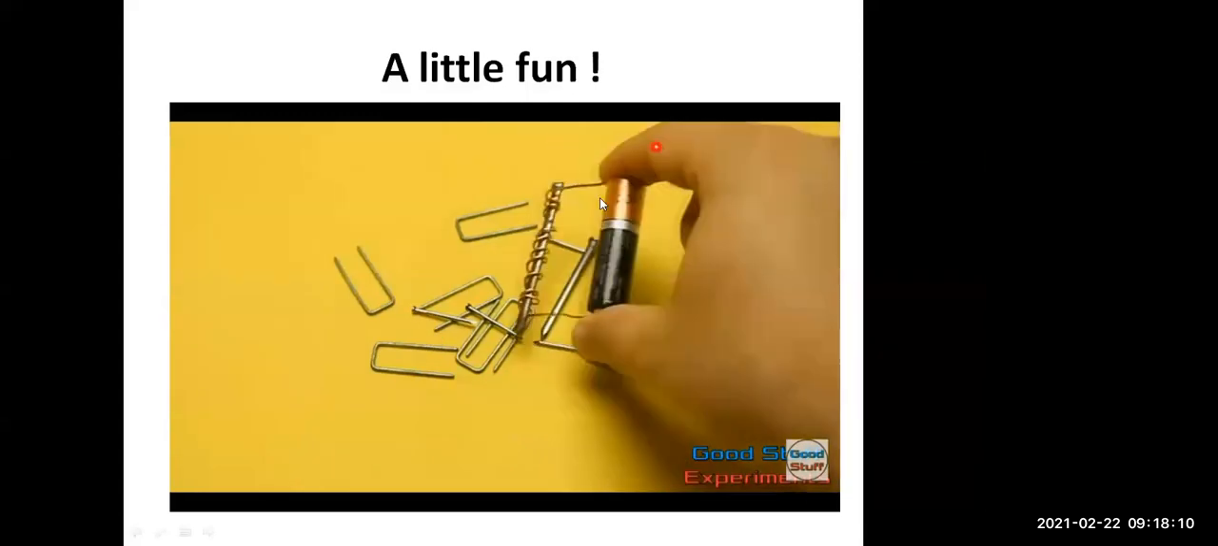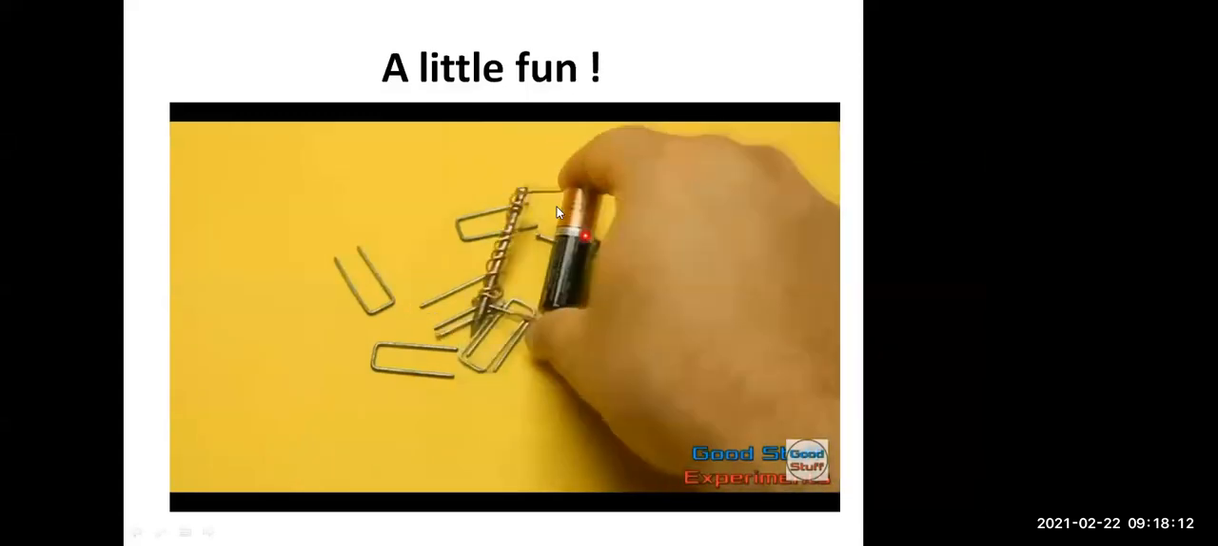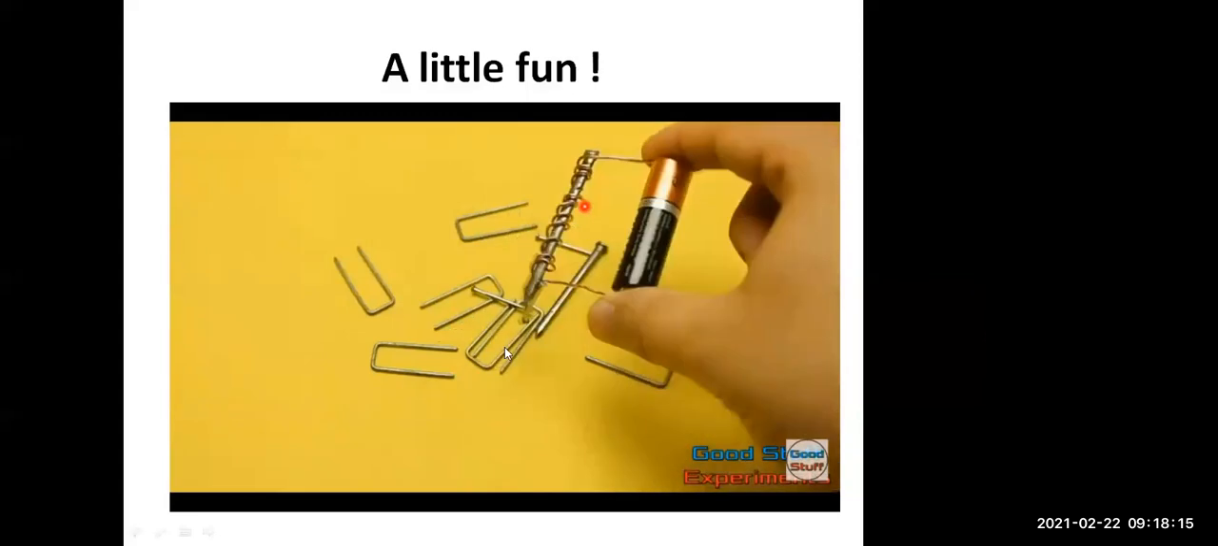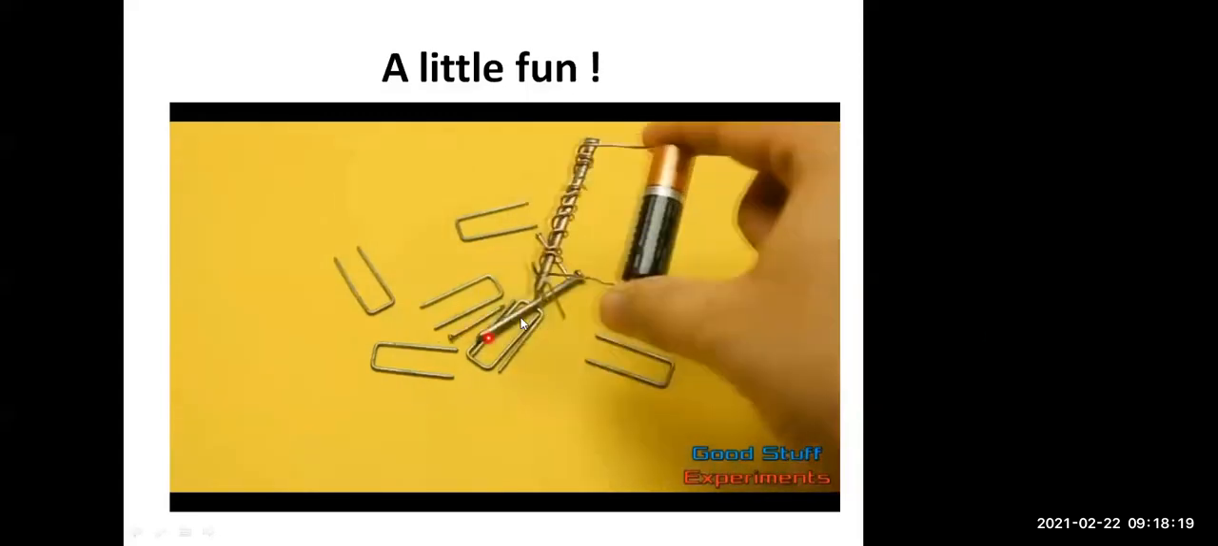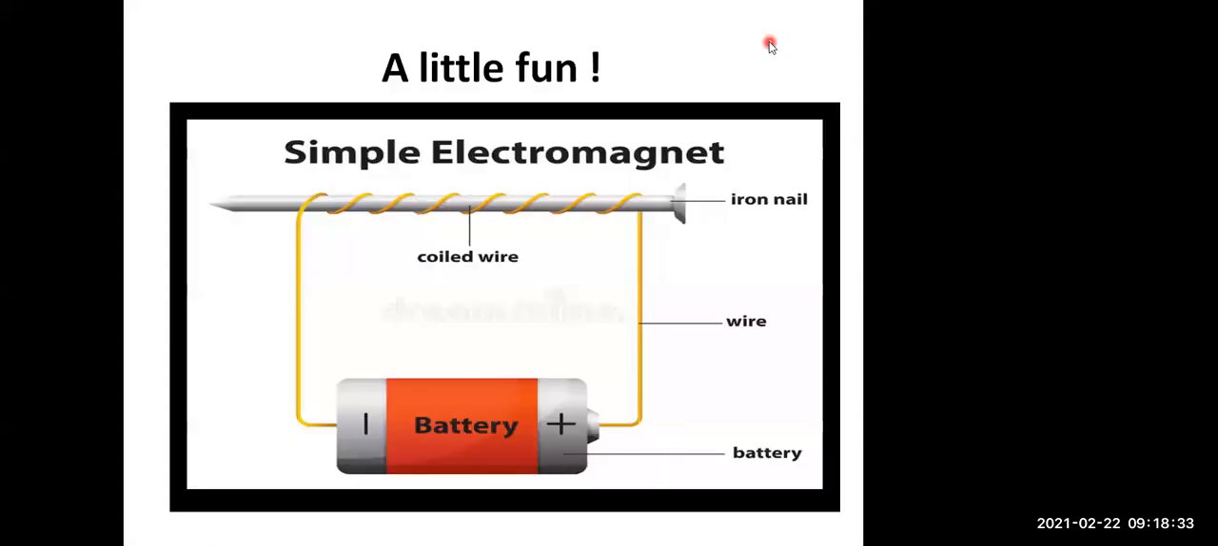Now, when you attach the battery, the iron nail will start behaving like a magnet, and the pins are going to be attracted towards the iron nail. But when you switch off the battery, when you remove the battery from this, again it is not going to act as an electromagnet.